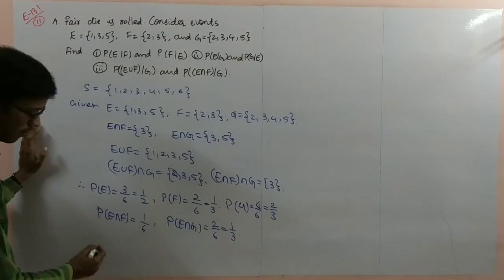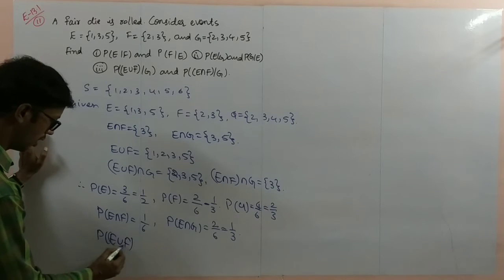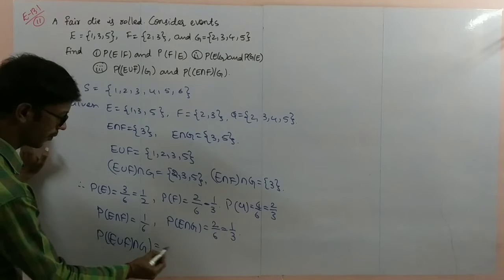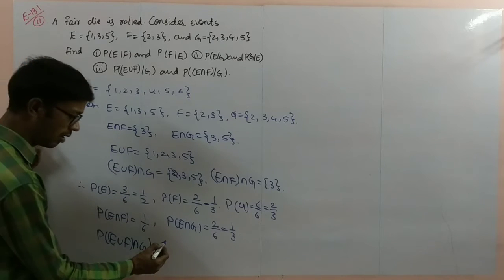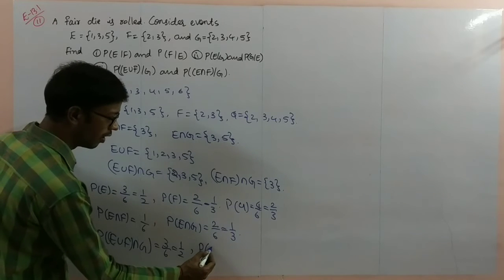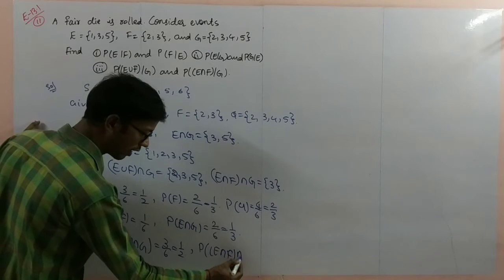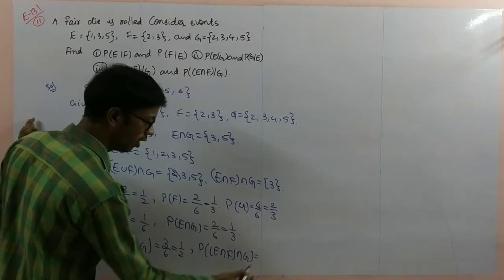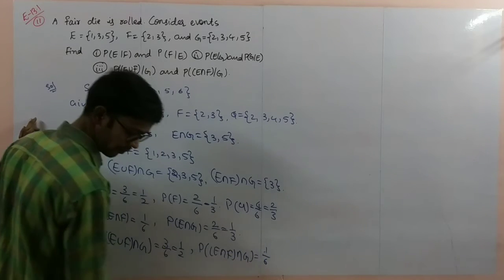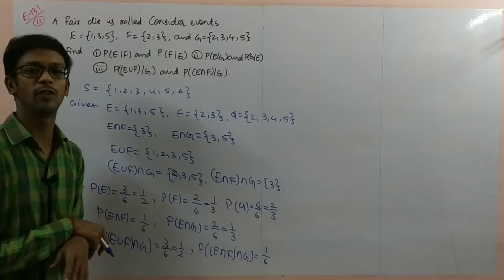Next one, probability of E union F intersection G is equal to 3 by 6, that is 1 by 2. Probability of E intersection F intersection G is equal to 1 by 6. So all probabilities we find here.